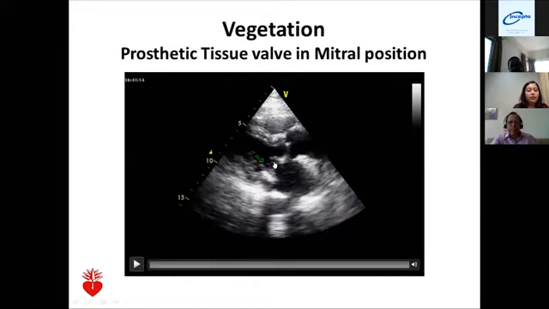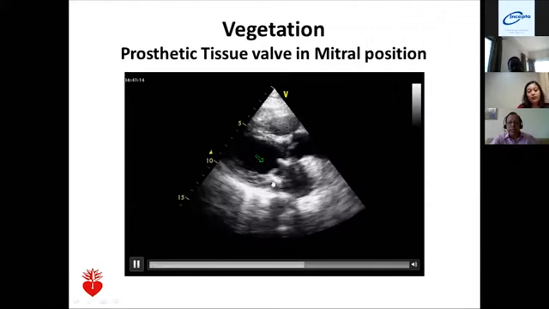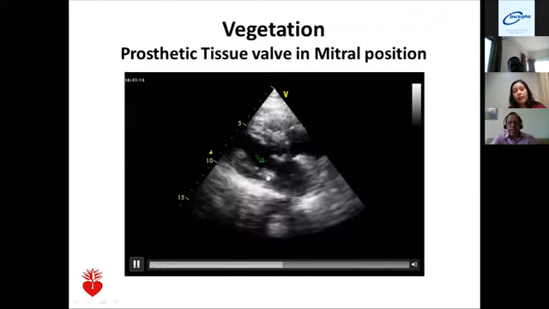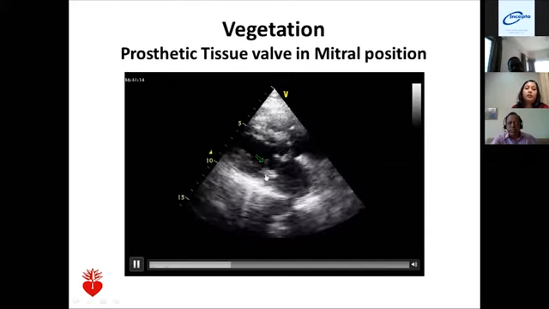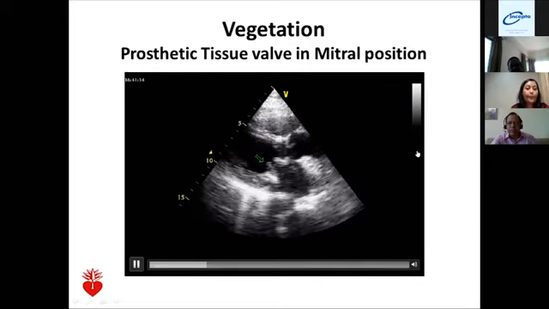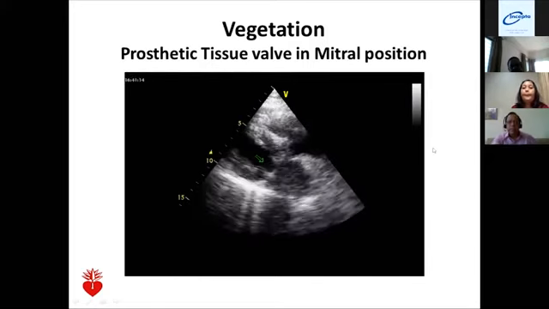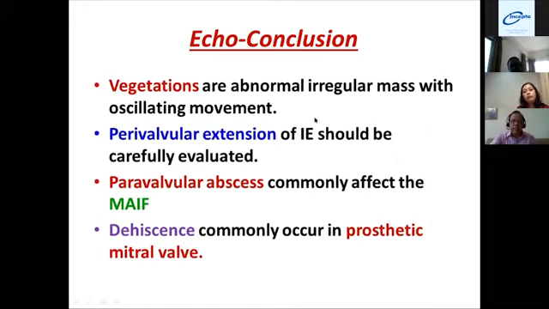And see, this is the prosthetic tissue valve at the mitral position, with infective endocarditis, multiple vegetations, and chaotic and oscillating movements. You can see the thickening and increased echogenicity of the posterior mitral annulus. Now the echo conclusion. The vegetations are abnormal irregular masses with oscillating movement. Perivalvular extension of infective endocarditis should be carefully evaluated. Paravalvular abscesses commonly affect the MAIF, that is the mitral-aortic intervalvular fibrosa. Dehiscence commonly occurs in prosthetic mitral valves.